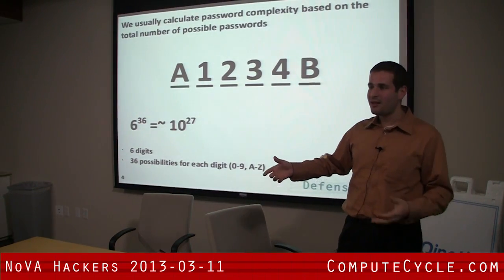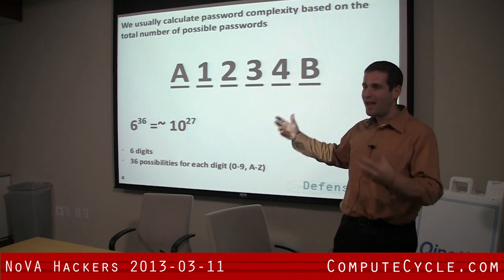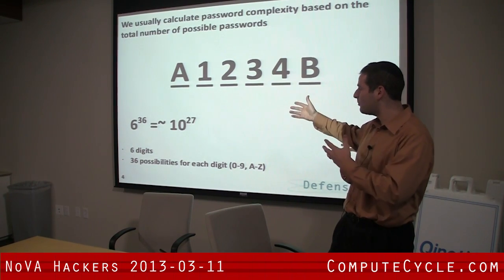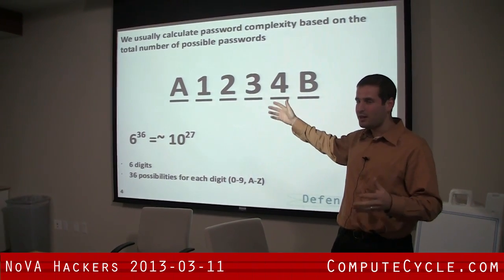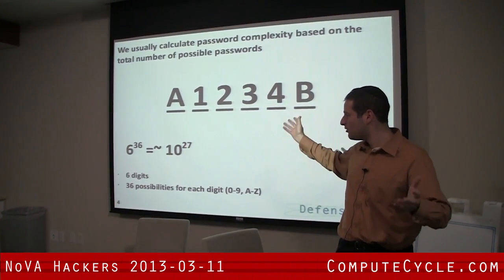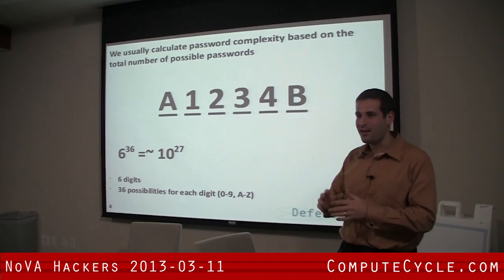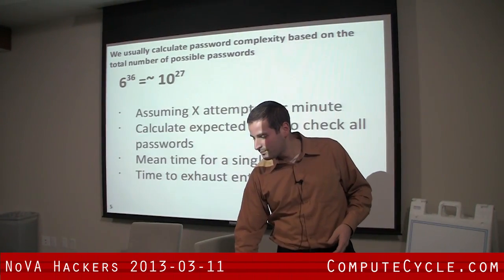If you make it more complex, let's say you go out to 6 digits and you add in letters, now there's 36 possibilities for each character. 36 to the 6th is some big number. It's about 10 to the 27th. That's what we usually do.